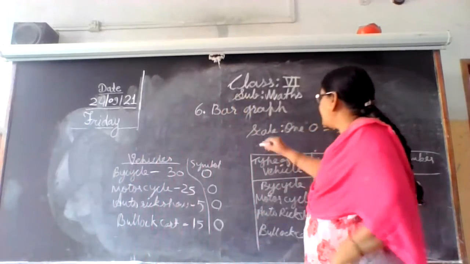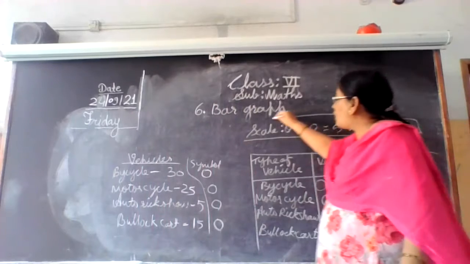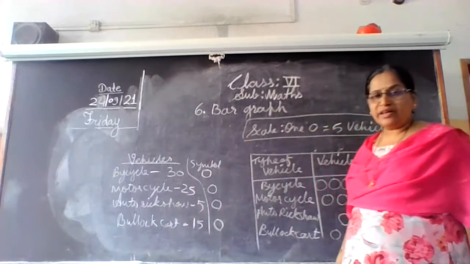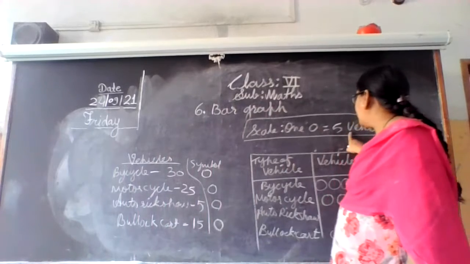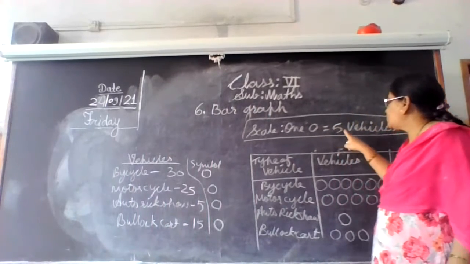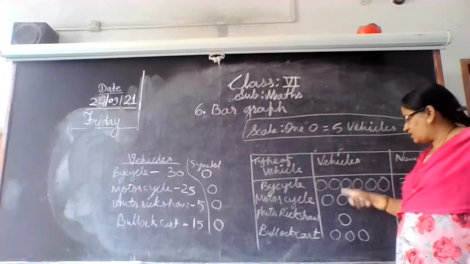Okay, and it is very important. You have to write the scale. Without scale, your pictograph is incomplete. So by seeing the scale, we can understand 1 circle equals to how many, 1 circle equals to 5 meters.